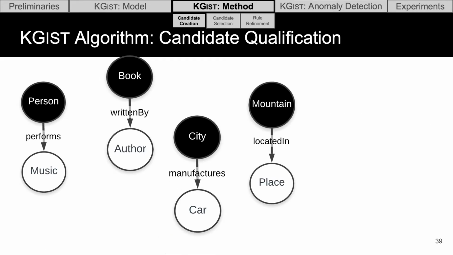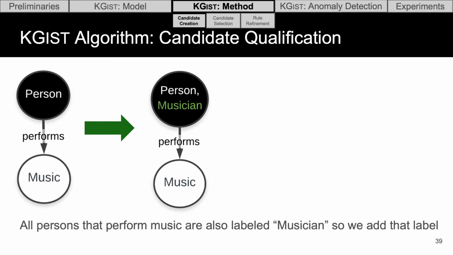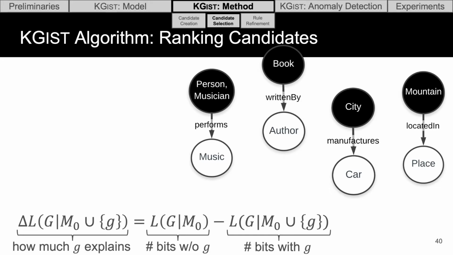However, a lot of these rules might not be very accurate. For example, not all persons perform music, but people who are musicians do perform music. So we can make this rule more accurate by adding more labels to qualify where the rule applies. So we'll perform this qualification to make the rules more accurate.